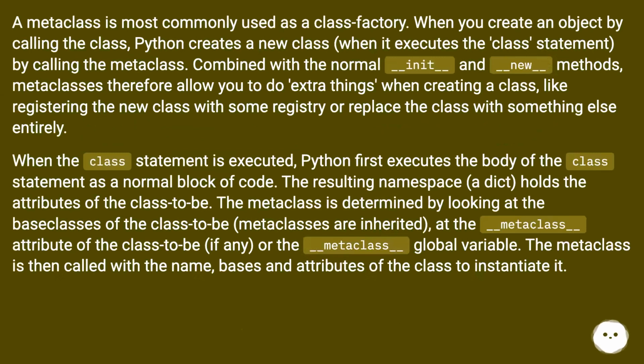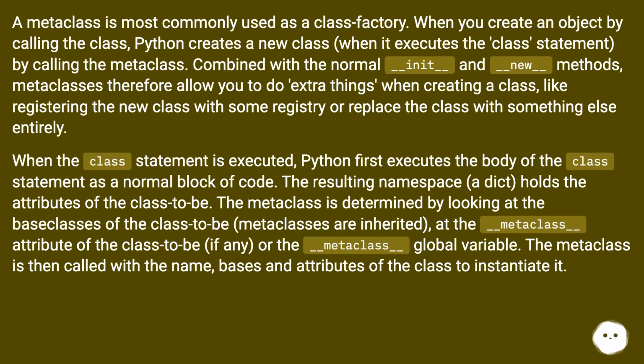A metaclass is most commonly used as a class factory. When you create an object by calling the class, Python creates a new class when it executes the class statement by calling the metaclass. Combined with the normal __init__ and __new__ methods, metaclasses therefore allow you to do extra things when creating a class, like registering the new class with some registry or replace the class with something else entirely.